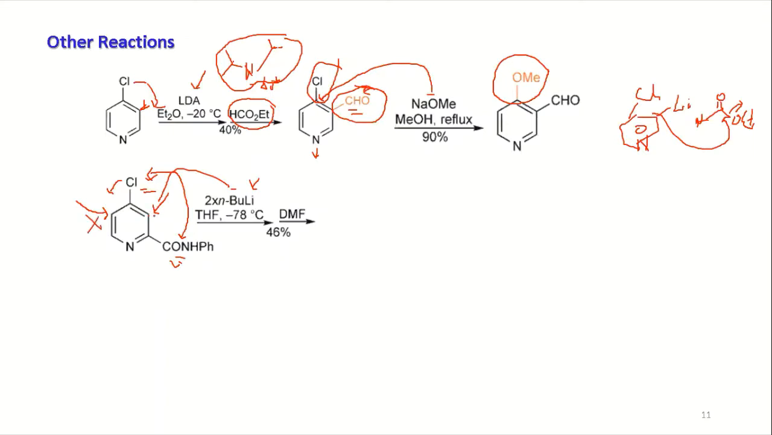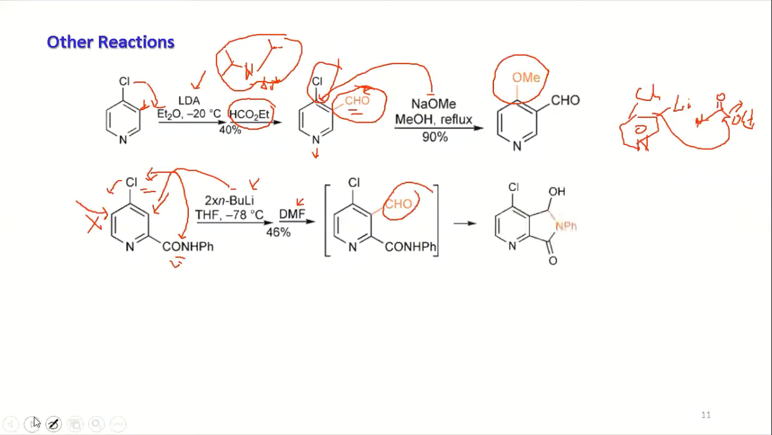So lithiation will be happening at this meta or beta position, and then if you use a suitable electrophile, the reaction is going to happen. Here people are using DMF, so you are installing the formylation group. You are doing formylation, so the formyl group, the CHO group, is what you are installing.